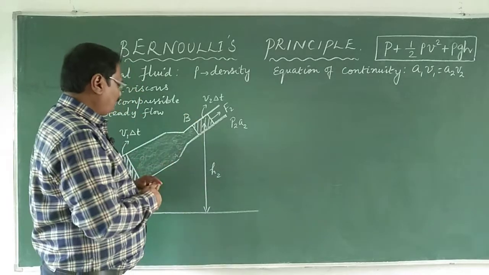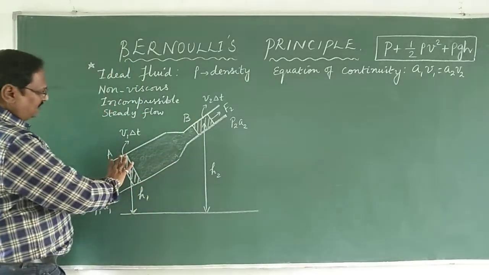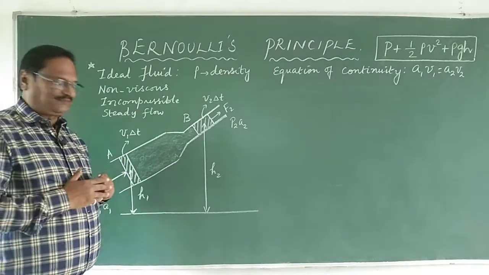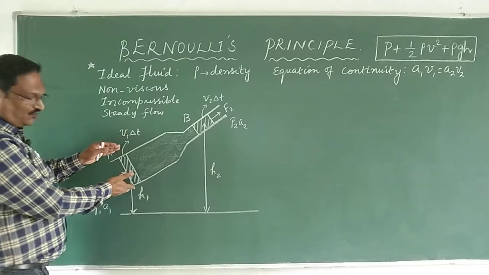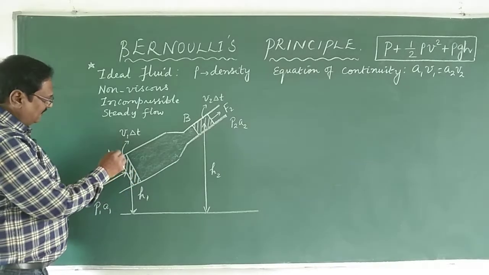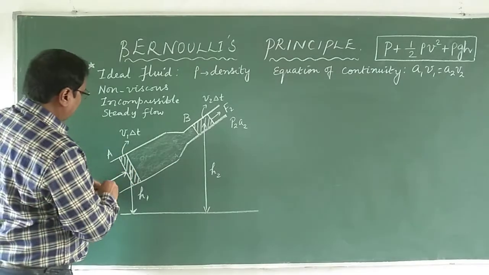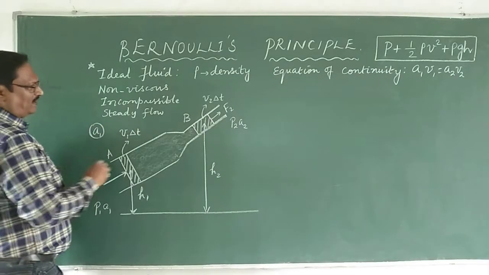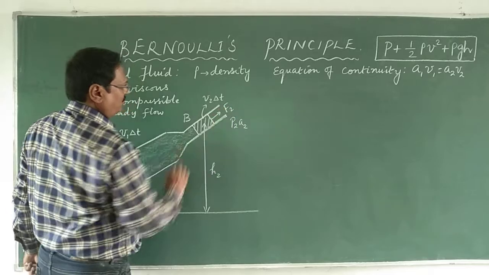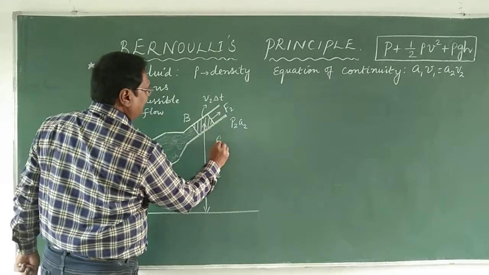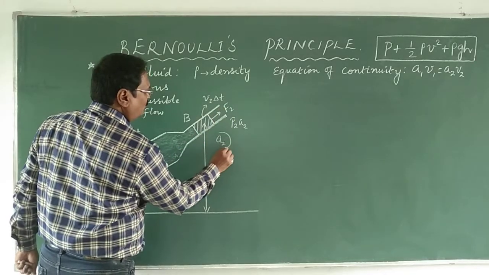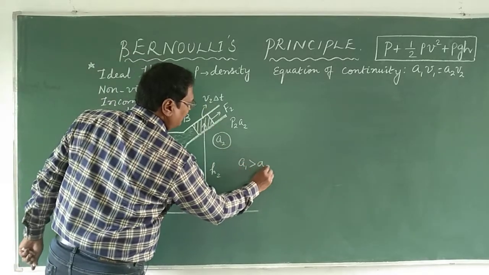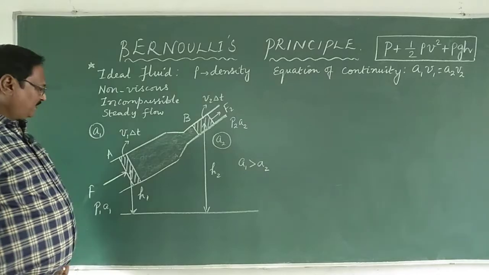Now I have taken a tube with varying cross sectional area. This is a large part here, and let us say the area of this part is A1. This is A1, the large part, and I have a narrow section here with an area of cross section A2. You know very well A1 is greater than A2. That is the first condition.